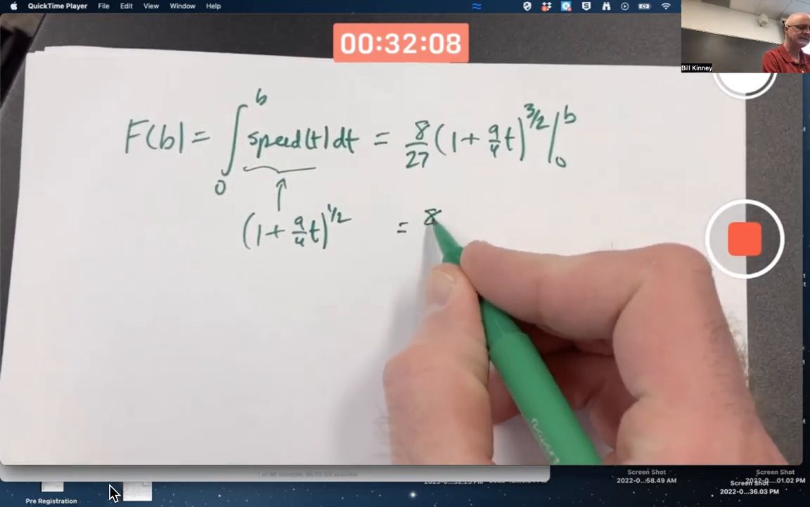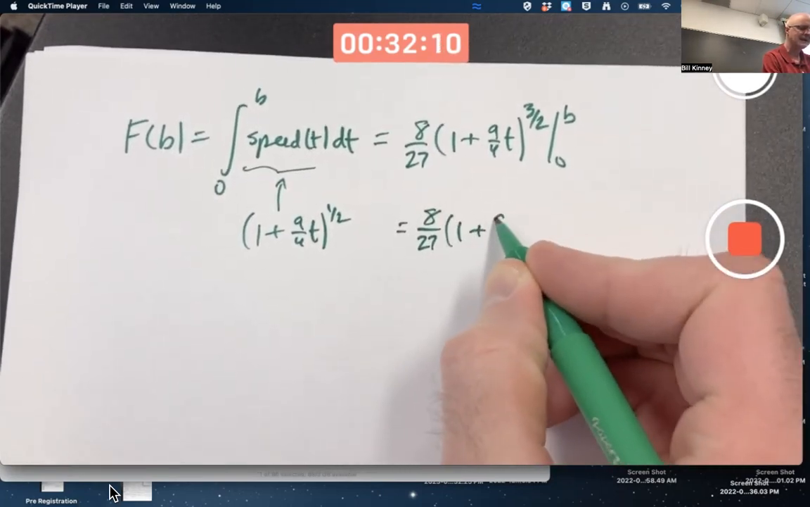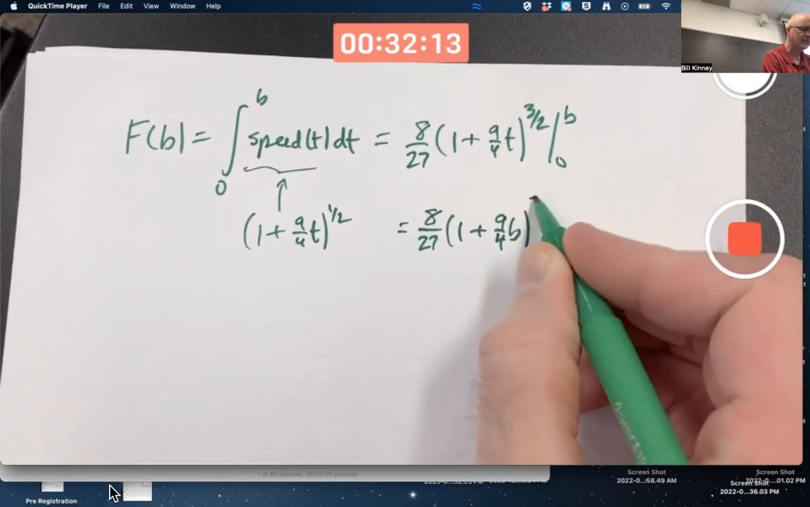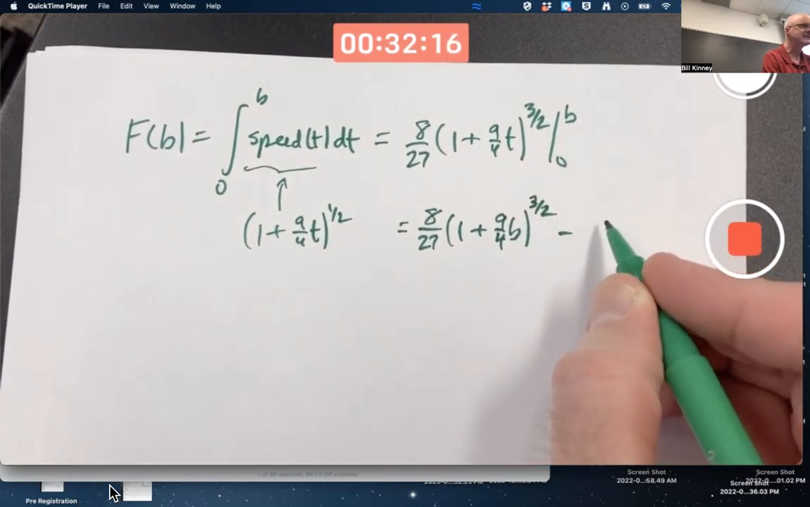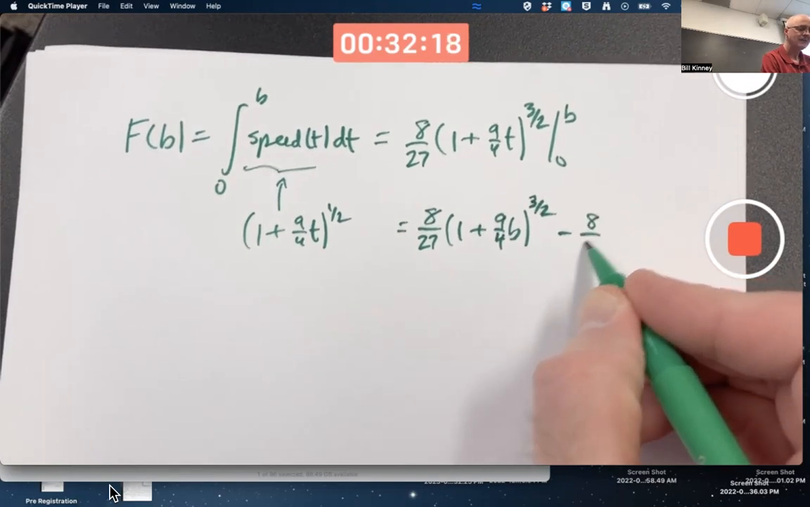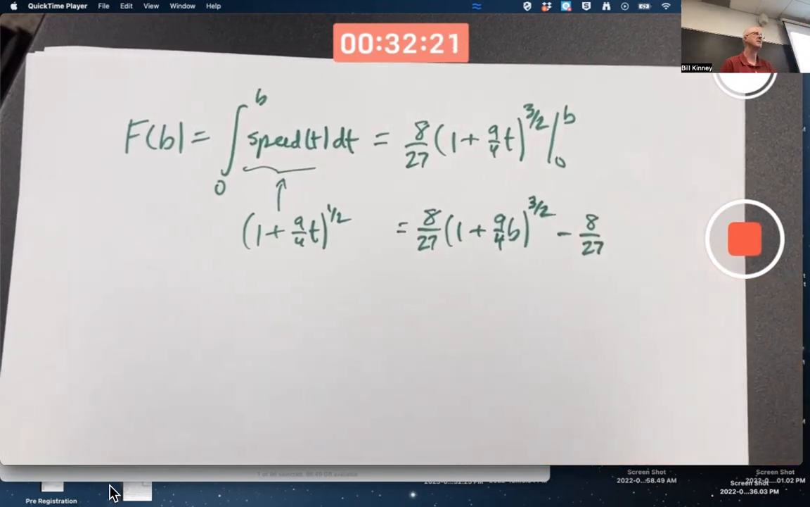And I could simplify this even though I don't know what b is. And I get 8/27 (1 plus 9/4 b) to the 3/2 minus 8/27 times 1, right? Times 1, because when you plug in t equals 0, you get 1, and 1 to the 3/2 power is 1, and 1 times 8/27 is 8/27. That's a function of b that gives you the distance traveled no matter what b is. And if b is 4, we get the answer that we had on the previous piece of paper. That was about 9.07.